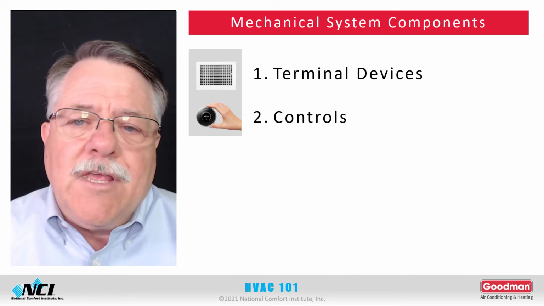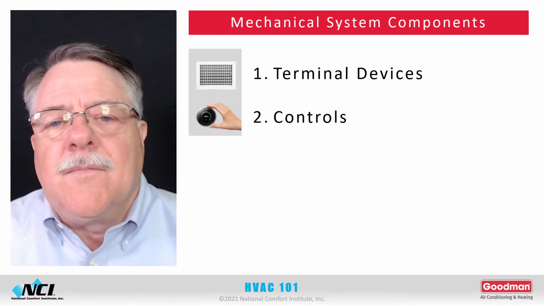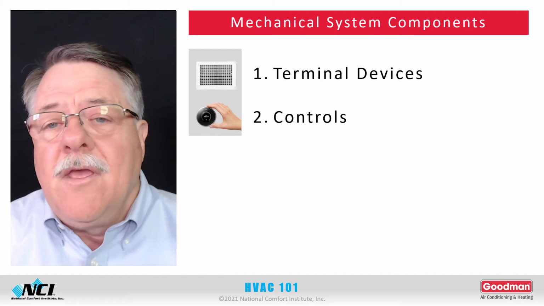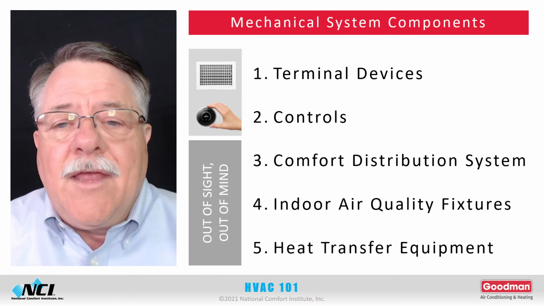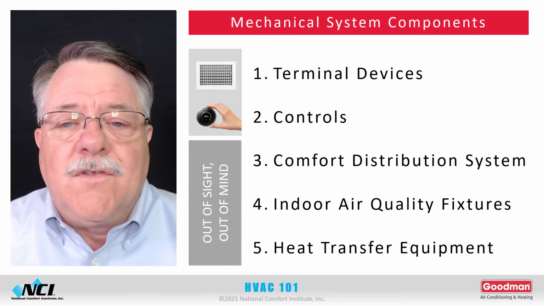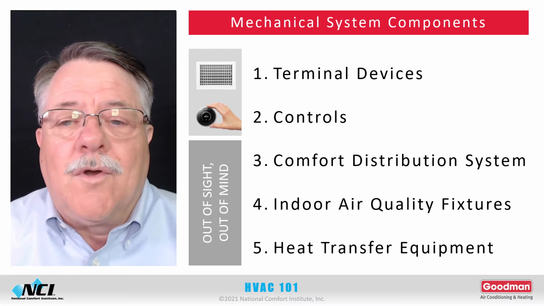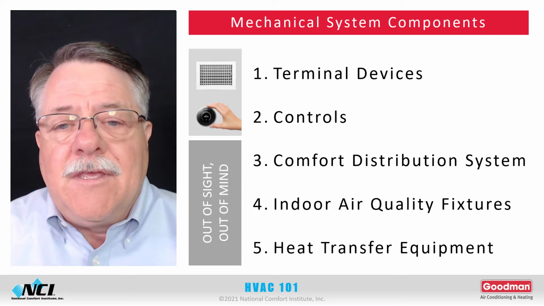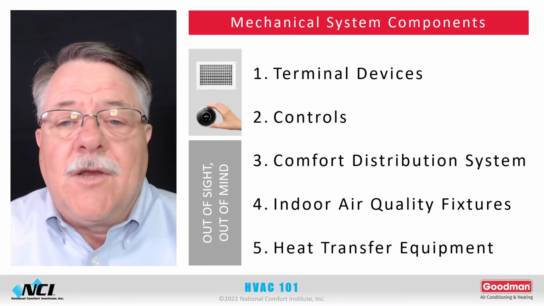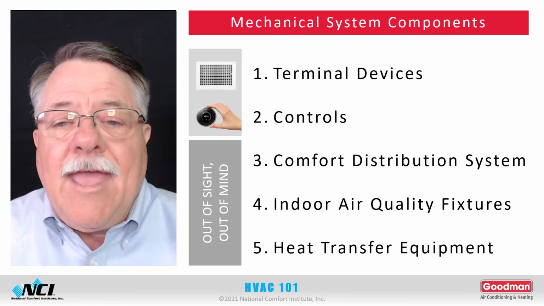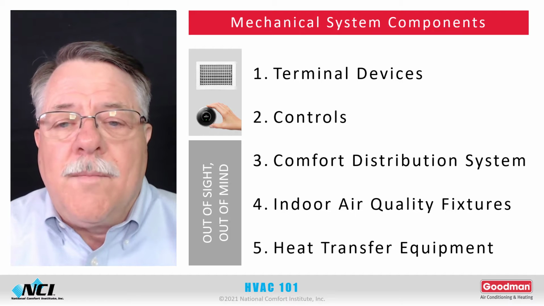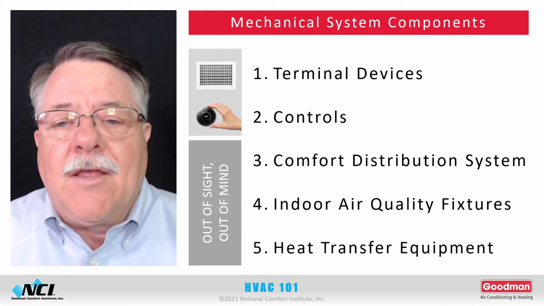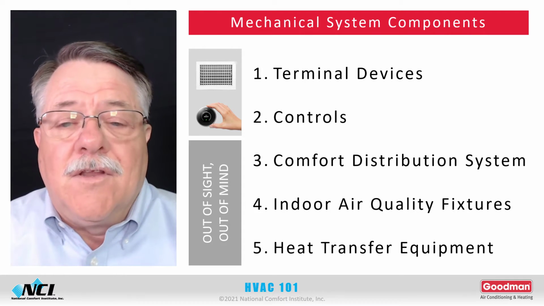The other 3 major mechanical system components are pretty much hidden from the homeowner's view. They are the comfort distribution system, commonly called the ductwork, the indoor air quality fixtures, typically the air filters, humidifiers, and air purification devices, and the heat transfer equipment, typically called the heating and cooling equipment. Let's look at some examples.